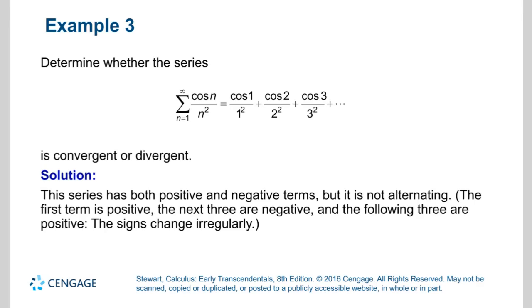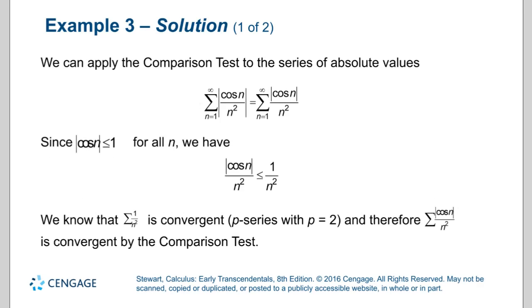The method we're going to use is to look at the absolute value and see if it works that way. So we take the absolute value of cosine of n over n squared. The absolute value of n squared is still n squared, so we don't have to worry about that. Now I have the absolute value of cosine of n, and I know it has to be less than or equal to 1. So that means the absolute value of cosine of n over n squared is less than or equal to 1 over n squared.